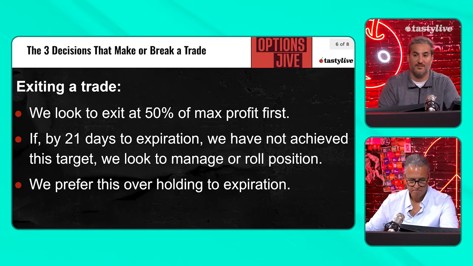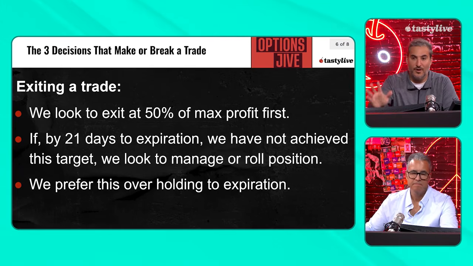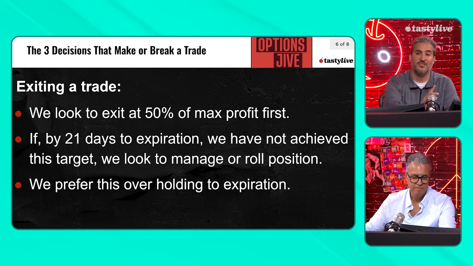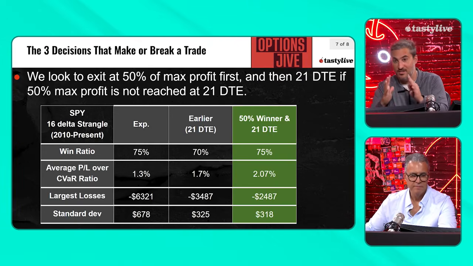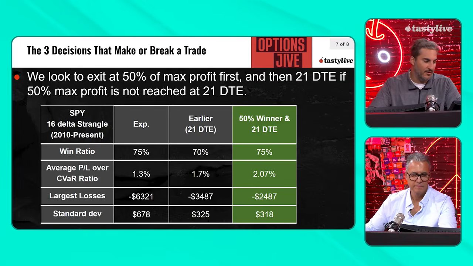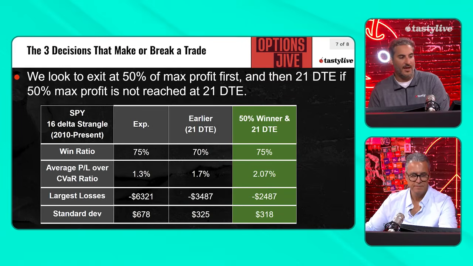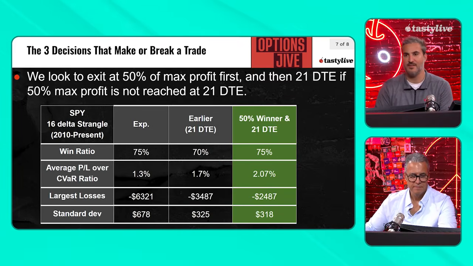That's your next adjustment. And we prefer this to holding until expiration because it reduces the overall risk. You're still taking advantage of volatility. You're adding duration, so you don't have to be directionally correct in the shorter duration that you have, et cetera. So those are just the three mechanics of Strangles and Iron Condors. And so we look to exit around 50% of the max profit, and then at 21 days, if the 50% max profit is not reached, we roll.